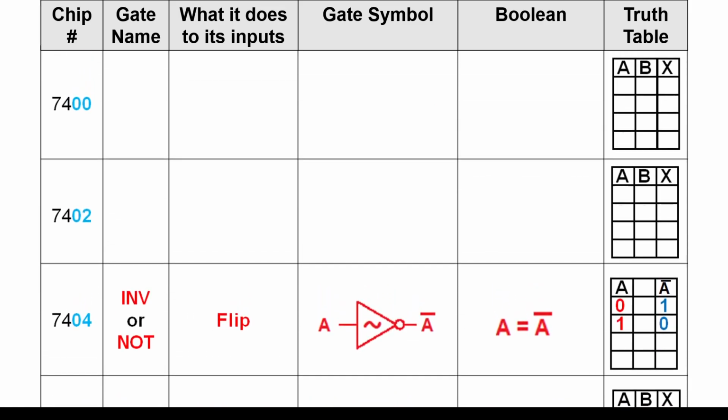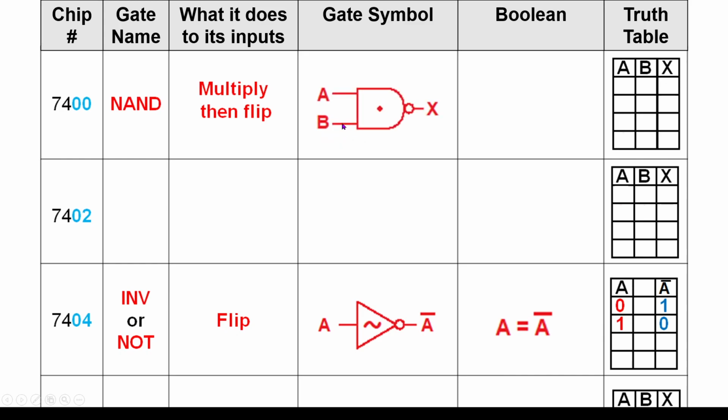So now we're going to the 00 gate. This gate name is NAND. It's basically an AND gate with a NOT gate on the outside. So a knotted AND gate. What does this thing do? Well, it multiplies first, then it flips. The gate symbol, because it's an AND gate, is identical to the AND gate symbol, except that it has the little tiny bubble there for the NOT gate.